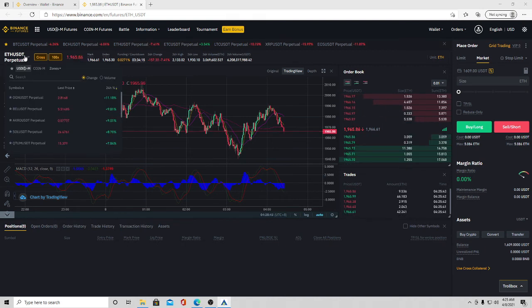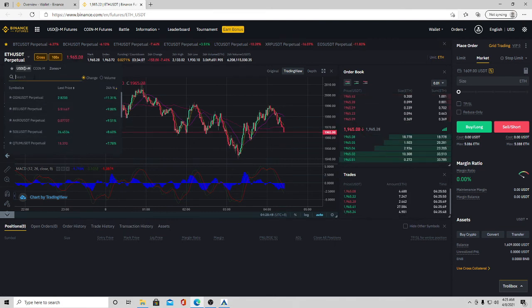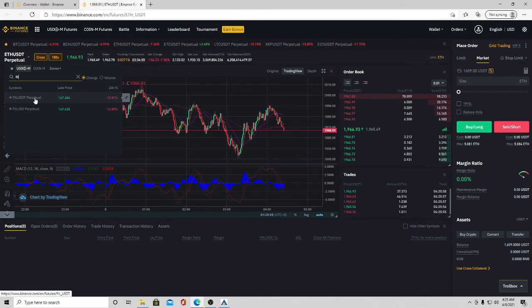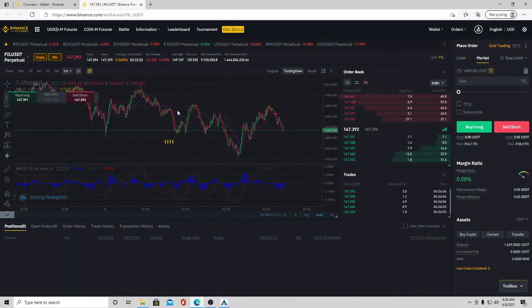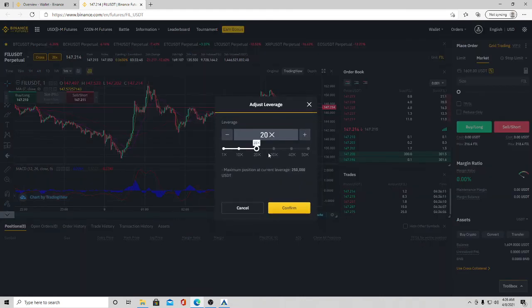But yeah, for the other pairs, the other altcoins, for example, one of my favorites is Filecoin. Filecoin, wow, it went down hard. I remember this was about $190 just a couple days ago. Wow, went down hard. So Filecoin, and the leverage, I think the maximum they will give you is about 50, roughly about 50 leverage.